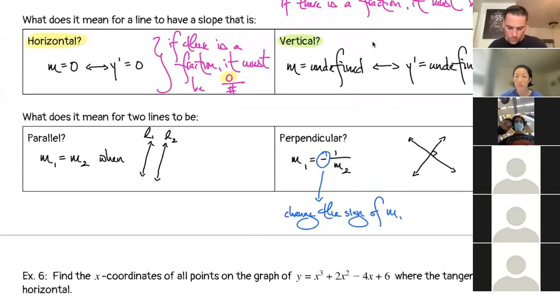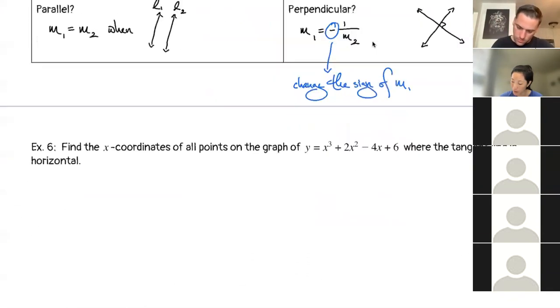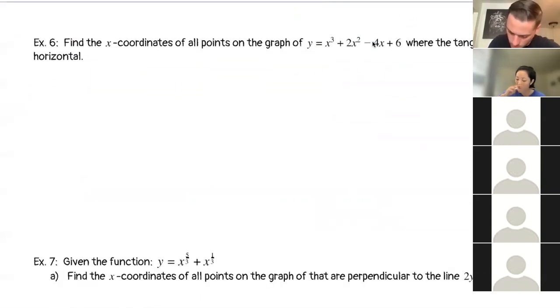All right, so a little refresher on some important characteristics of slope. We've got horizontal versus vertical, parallel versus perpendicular, and now let's apply that to an example, a few examples, okay? So question 6 is a very typical sort of question, all right? It says, find the x coordinate of all points of the graph y equals x cubed plus 2x squared minus 4x plus 6, where the tangent line is horizontal, okay?